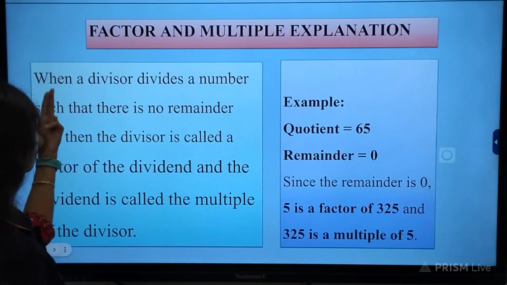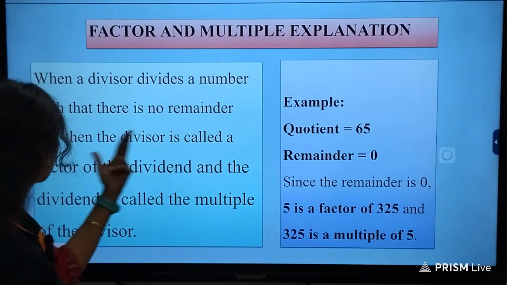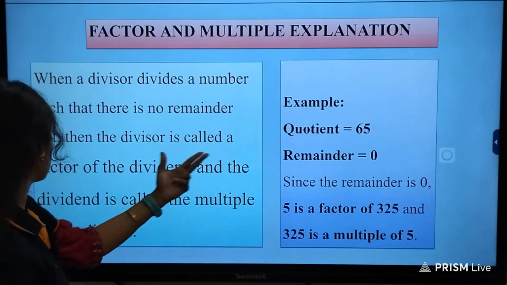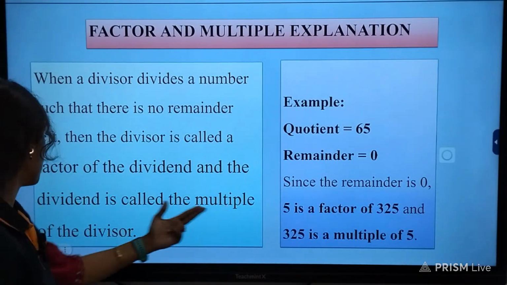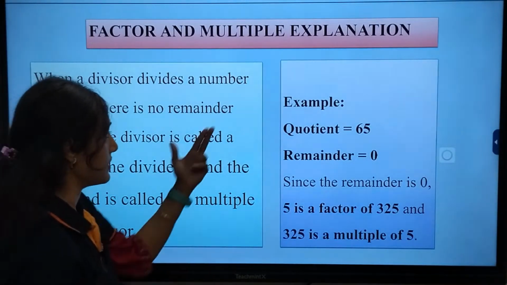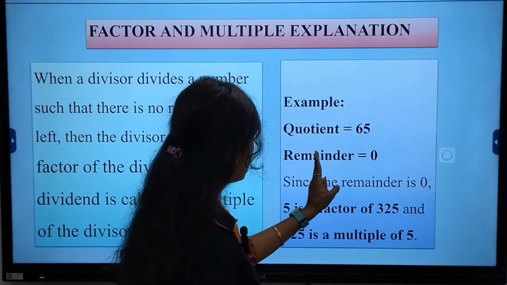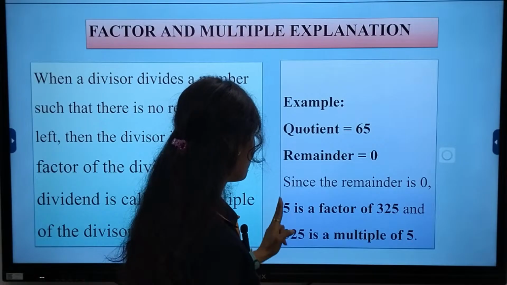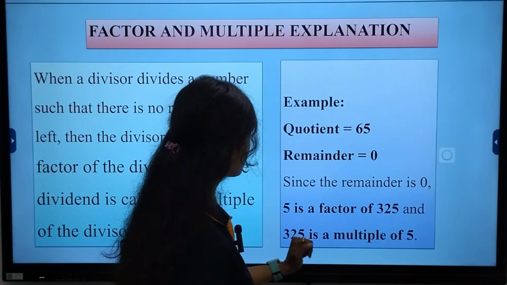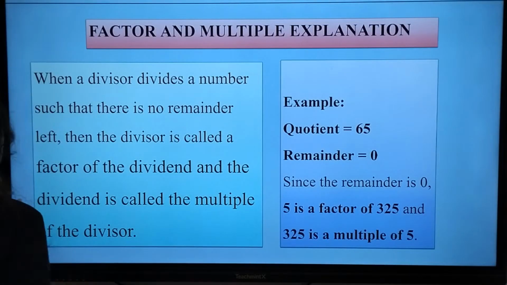Factors and multiples. When a divisor divides a number such that there is no remainder left, then the divisor is called the factor of the dividend, and the dividend is called the multiple of the divisor. Like, for example, 65 divided by 5, the remainder is 0. So 5 is the factor of, okay, I am writing the question.